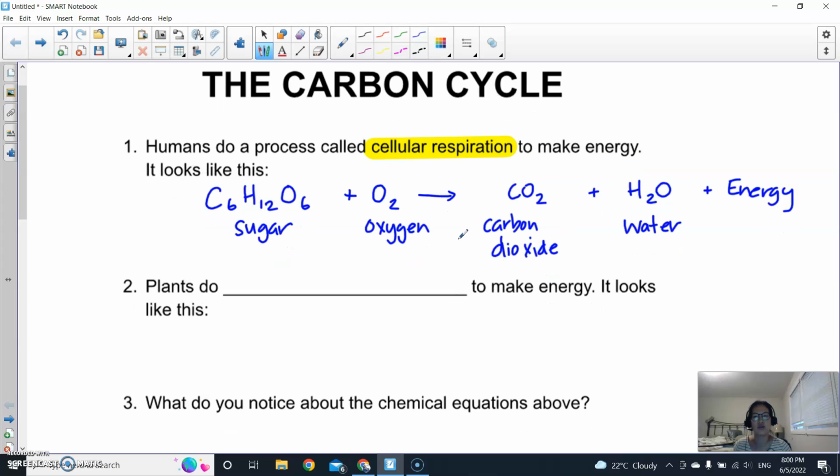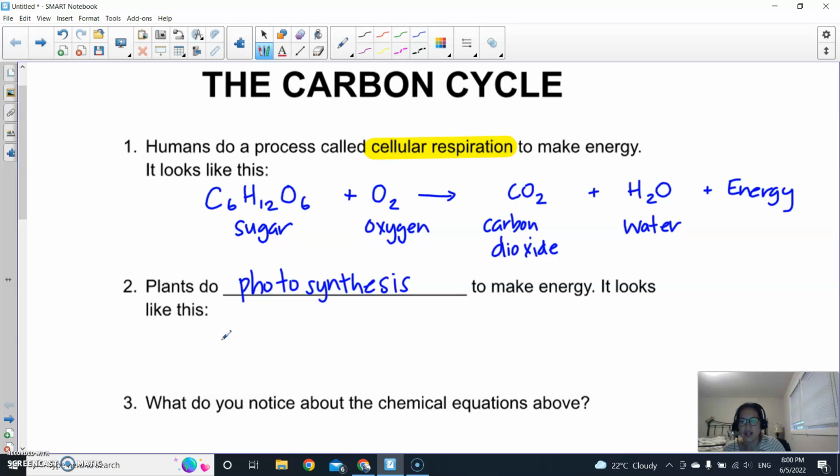Now, plants do the reverse process, which is called photosynthesis. I'm going to write that down and then we're going to say it together. Photosynthesis. Photosynthesis. To make energy, and it looks like this.